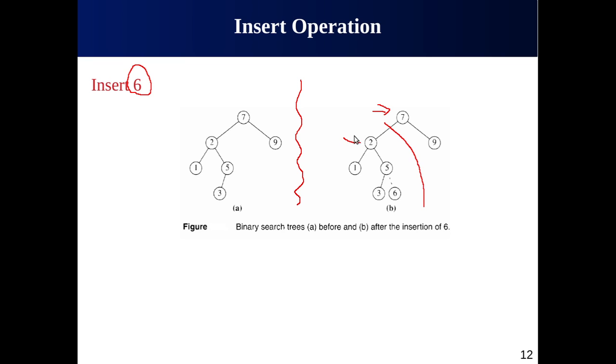Come here, compare it with 2. 6 is greater than 2, so it means we have to insert it somewhere here. Next parent 5. 6 is greater than 5, but it is actually the node which has no right subtree. So this is the actual location where you can insert the item 6.